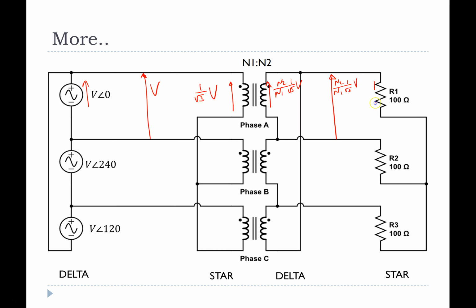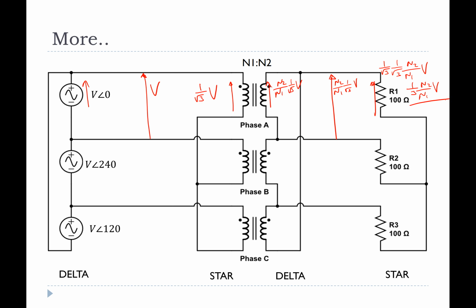And now we need to find the voltage across the phase. And this is a star connection. So we know for the star connection that the phase voltage is 1 on root 3 times the line voltage. So we have 1 on root 3 multiplied by 1 on root 3 N2 on N1 V volts, which would be 1 on 3 N2 on N1 V.